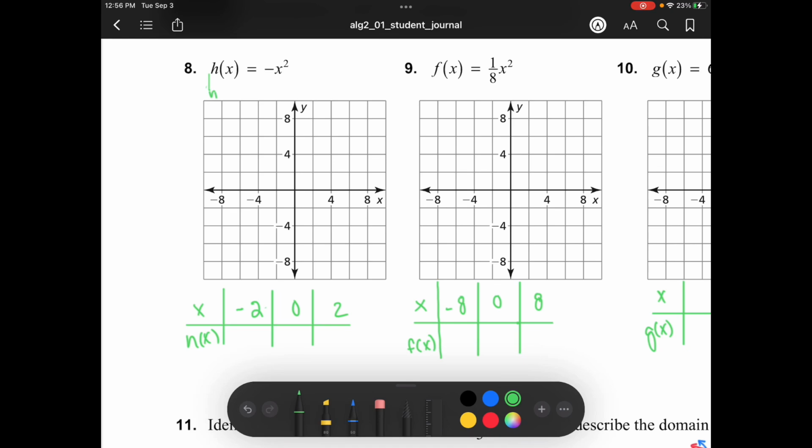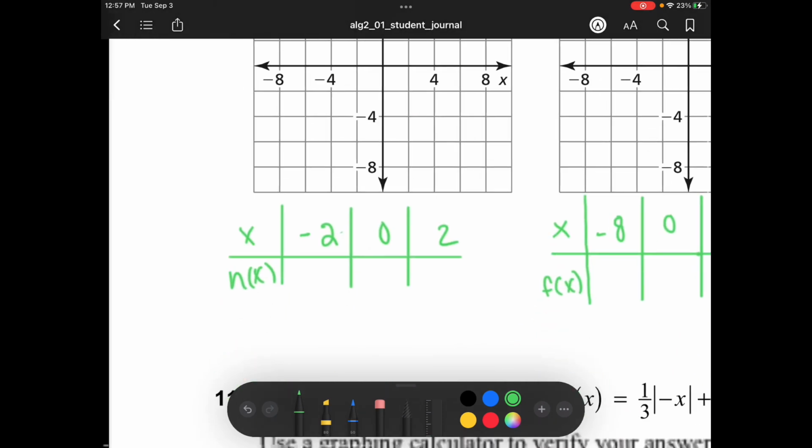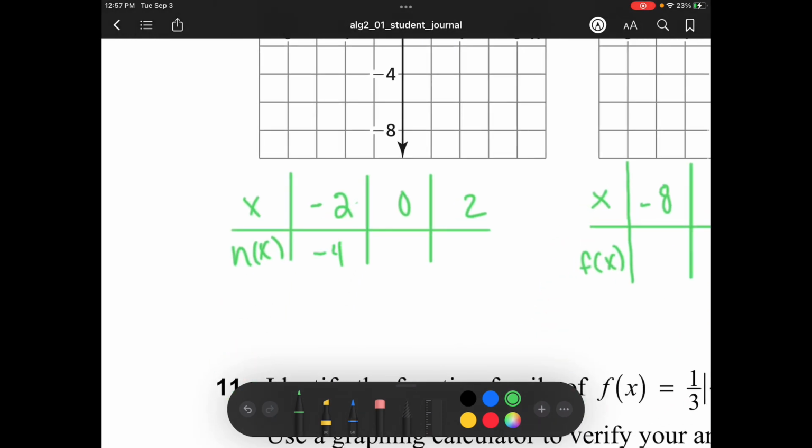Sometimes my iPad will go a little crazy because it is ancient. So H, I'm going to start with -2. -2 squared is 4, so that's 4 equals -4. So I'm going to go ahead and plug that in here, -4.